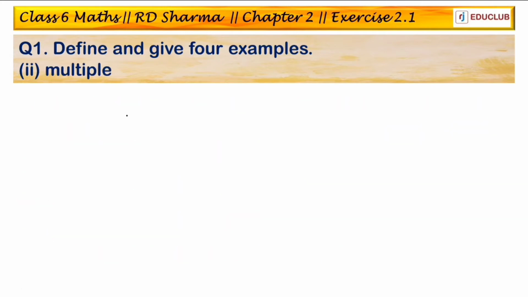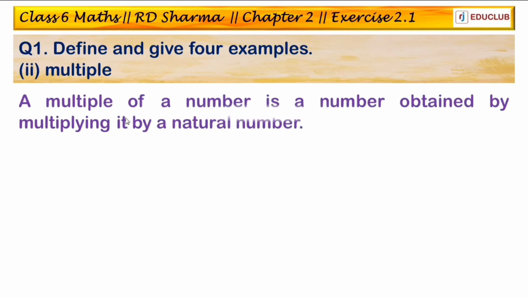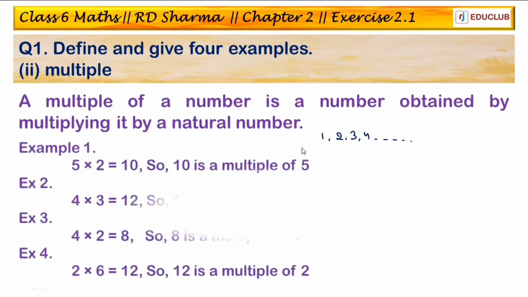Next, multiple. Okay, what is a multiple? We have seen in the explanation videos, a multiple of a number is a number obtained by multiplying it by any natural number. You know what is a natural number? Starting from 1 to infinity, these are natural numbers. Whenever we have a number and we multiply it by any of these numbers, the result is a multiple of that number. Okay, let us see few examples.